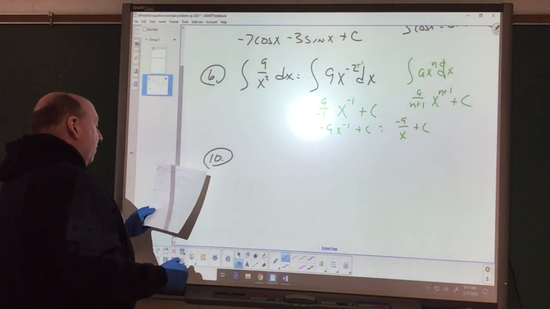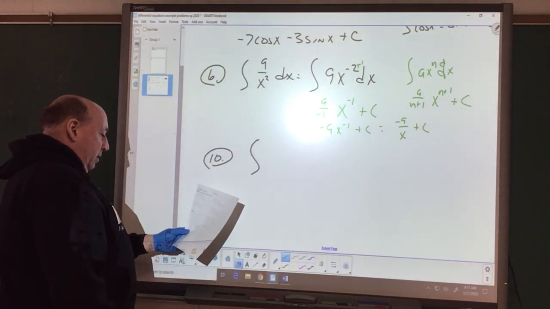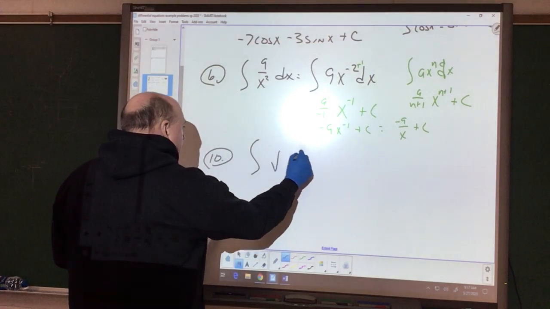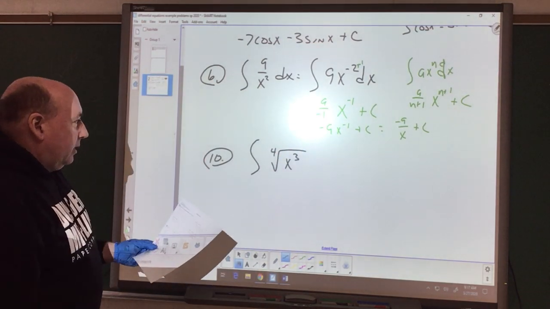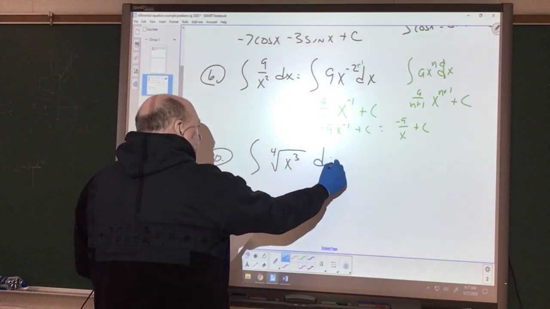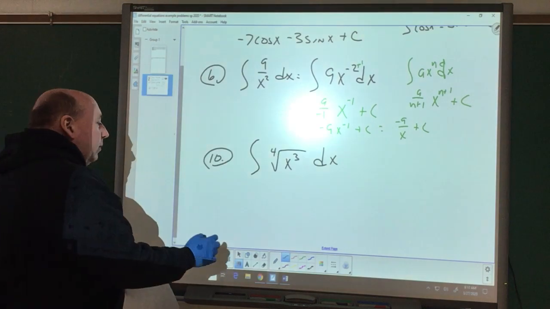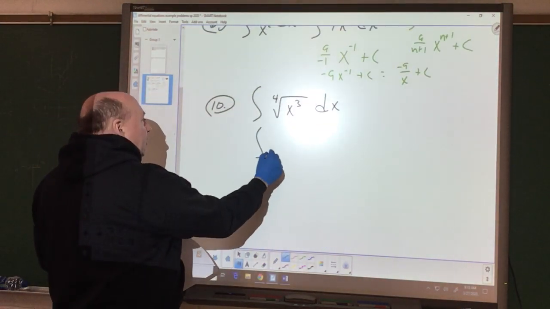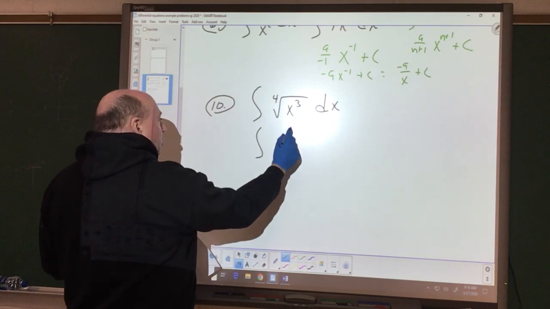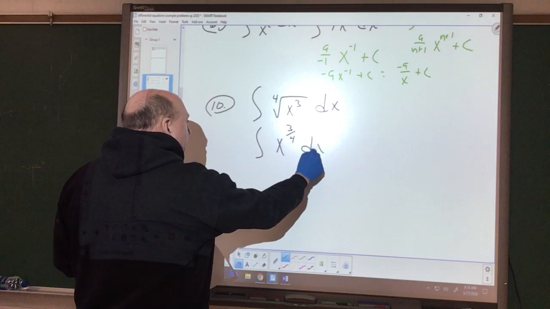Number 10, we have the antiderivative of the 4th root of x cubed dx. First, we have to take a look at the 4th root of x cubed. We need to put this into an exponential form. So we have the antiderivative of x to the, this is my numerator, 3, this is my denominator, 4 dx.